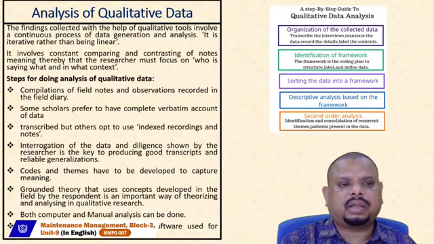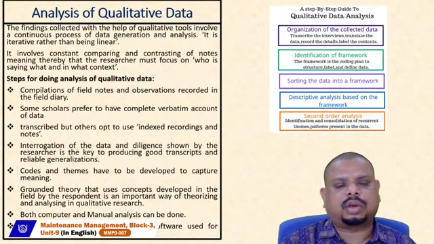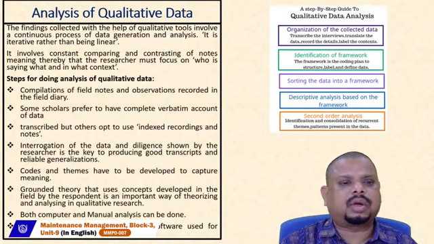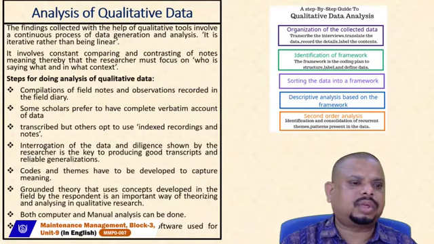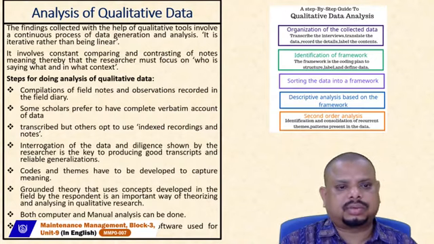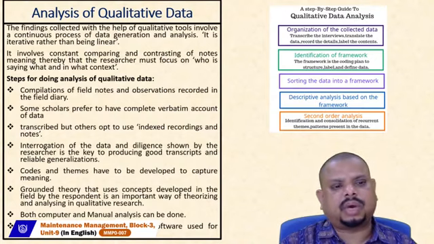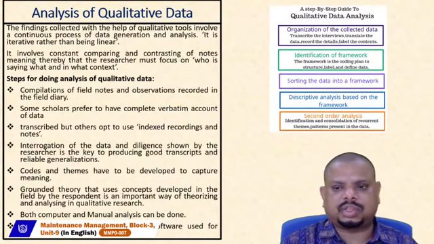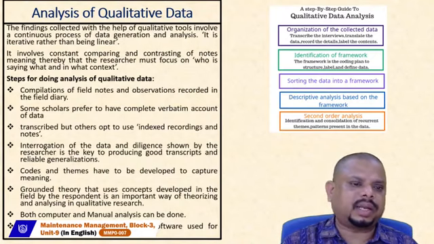So the first one is that findings are collected with the help of qualitative tools, which involve a continuous process of data generation and analysis. It is iterative rather than linear, and it involves constant comparing and contrasting of the notes, meaning the researcher must focus upon who is saying what in what context. To understand who is saying what and in what context, you have to analyze through various steps, which are basically followed under qualitative data analysis.